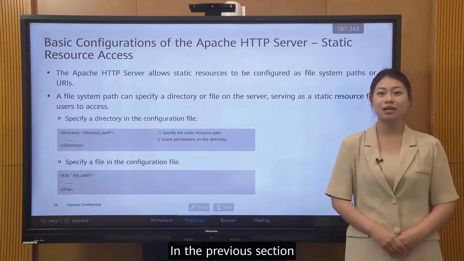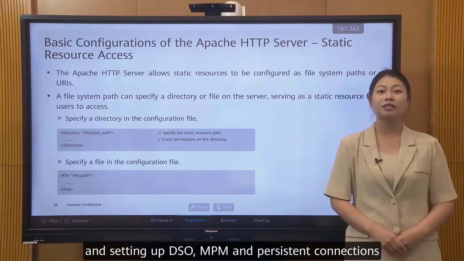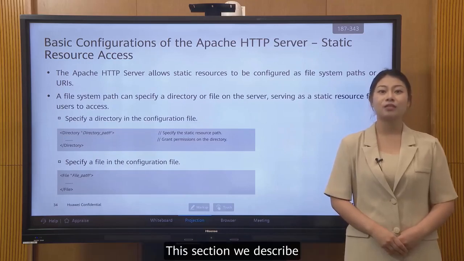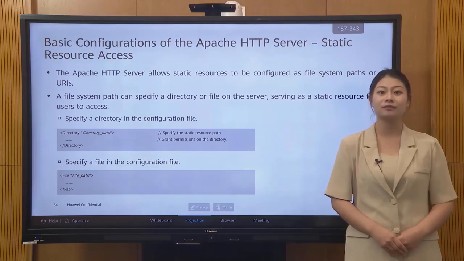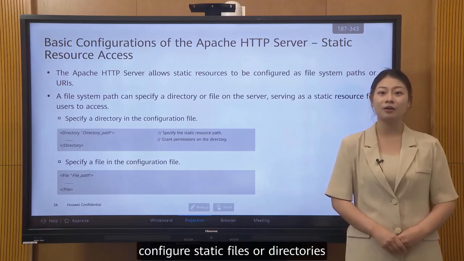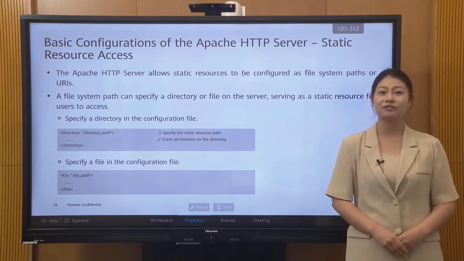In the previous section, we practiced configuring the Apache main page and setting up DSO, MPM, and persistent connections. This section describes how to configure Apache static resources: in addition to viewing the HTML web page, configure static files or directories, and configure access permissions.